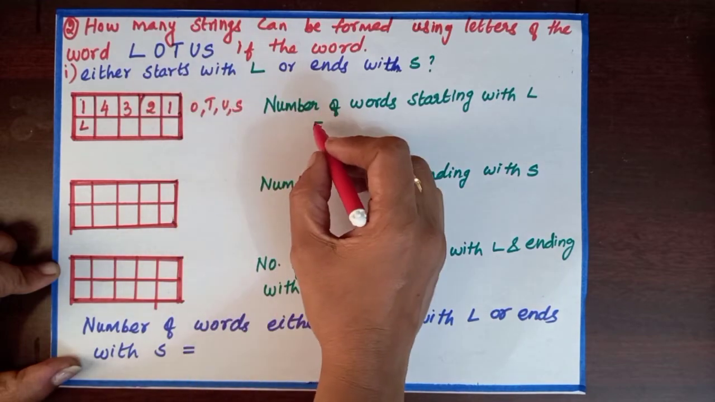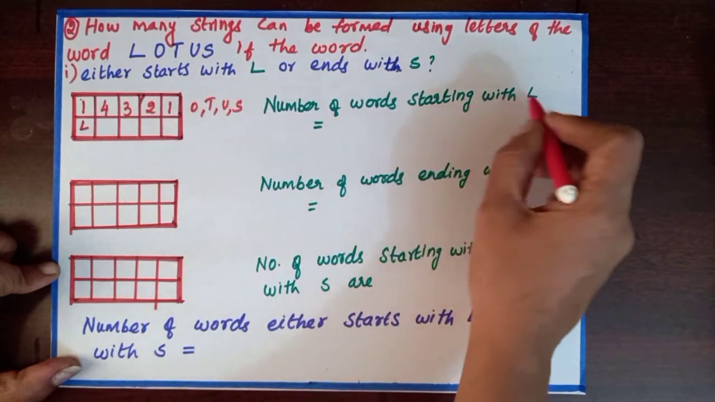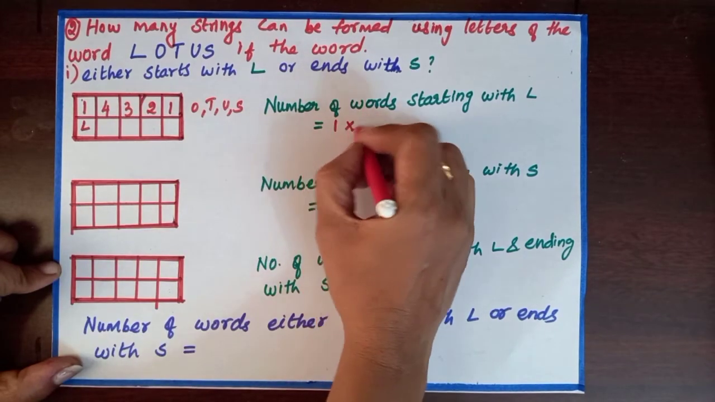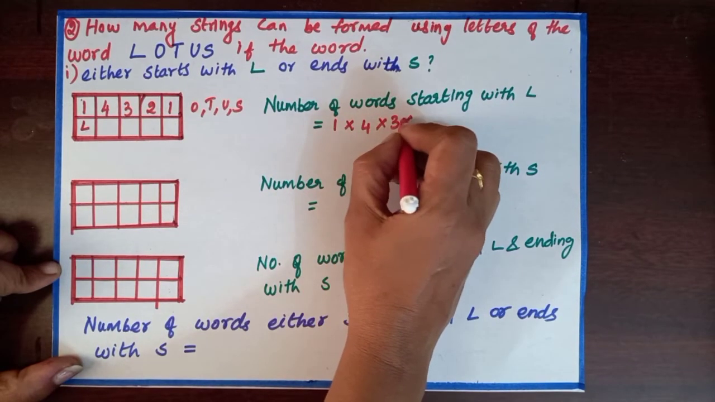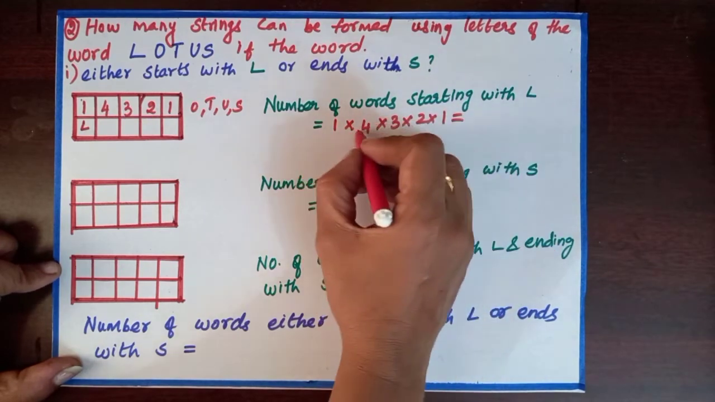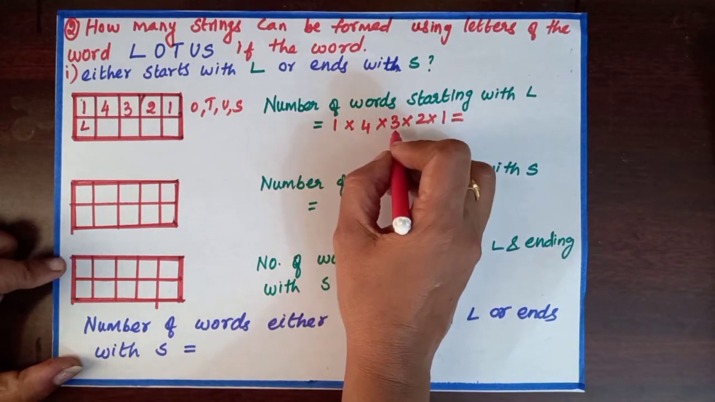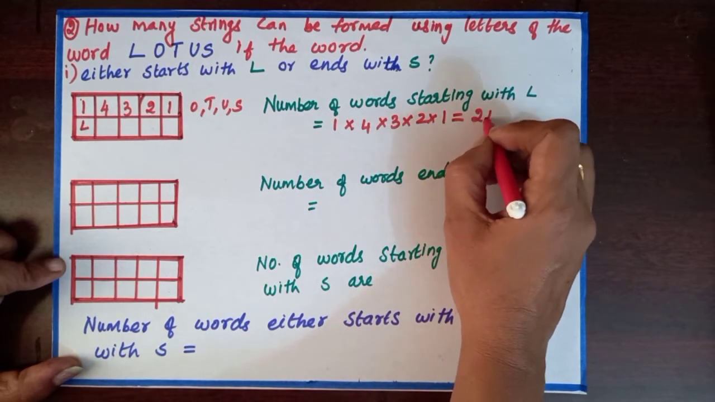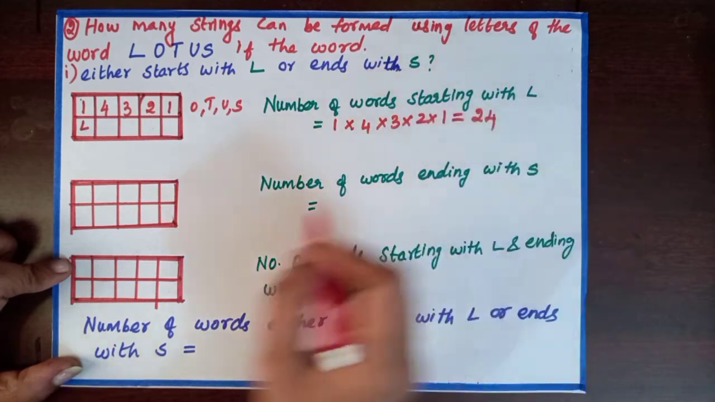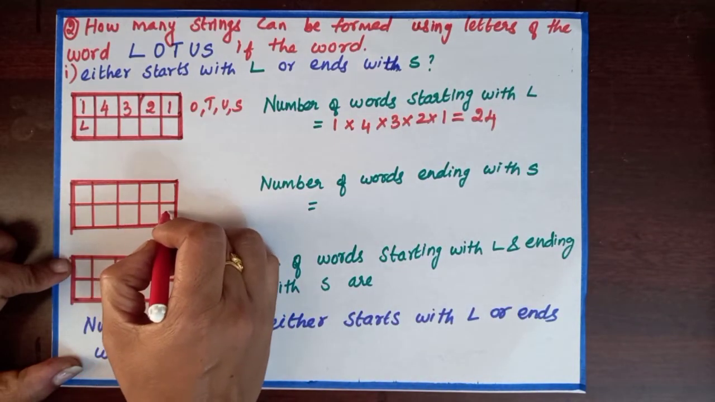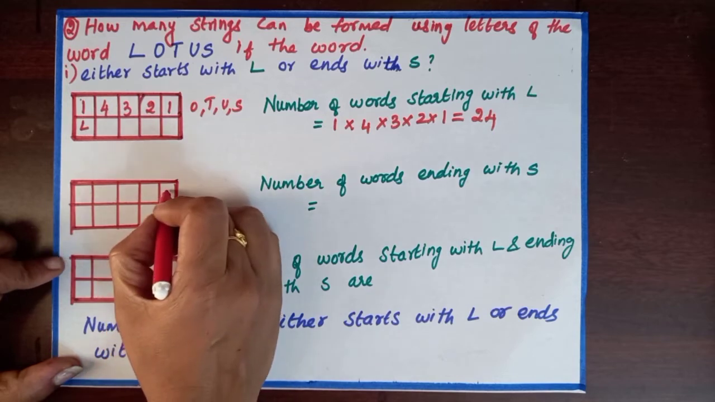Therefore, number of words starting with L is equal to 1 into 4 into 3 into 2 into 1 is equal to 1 4s are 4, 4 3s are 12, 12 2s are 24, 24 into 1 is 24. Next, since the word ends with S, S can be filled in one way.